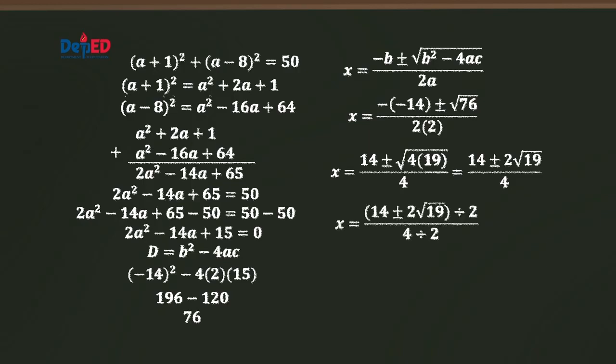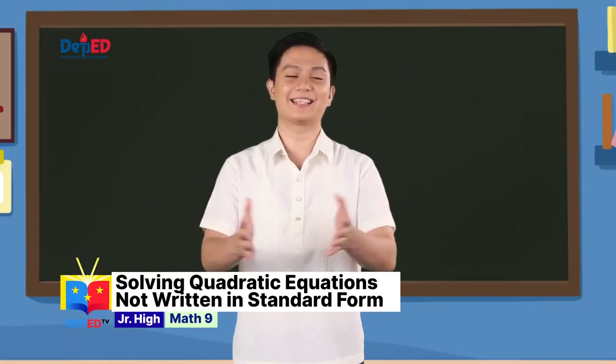The constant 14, the coefficient 2, and the constant 4 are all divisible by 2. So we can reduce the expression to its lowest term by dividing both the numerator and the denominator by 2. Thus, the roots of the equation are denoted by the expression 7 plus or minus the square root of 19 all over 2.